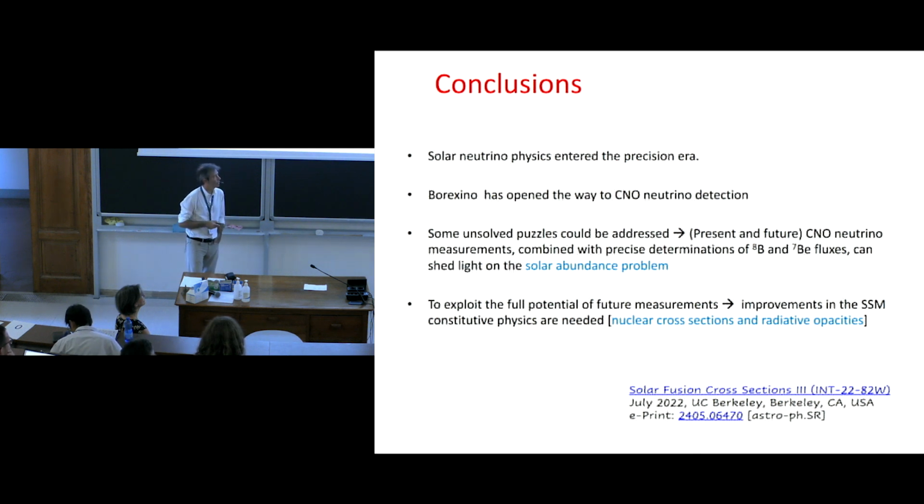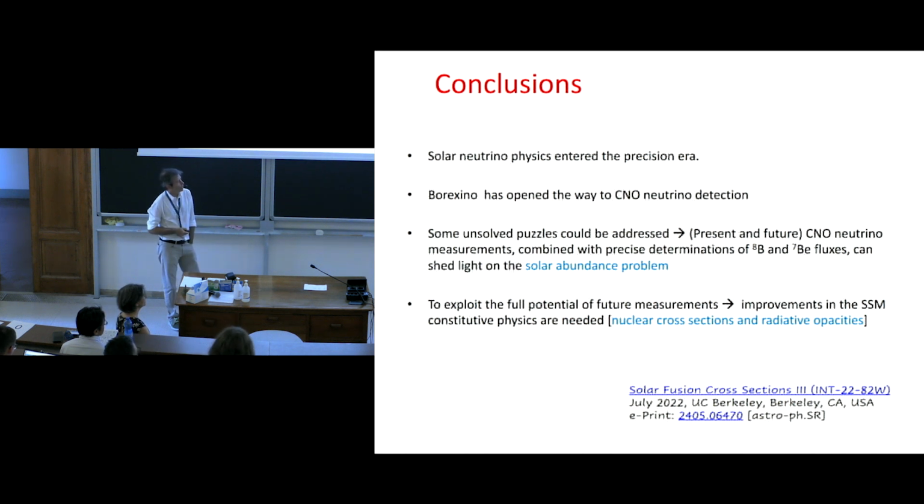Solar neutrino physics entered the precision era. Borexino has opened the way to CNO neutrino detection. And this is important because it could give clues for the solution of some long-standing problems like the solar abundance problem. To realize the full potential of future measurements, it would be necessary also to have improvements in standard solar model constitutive physics, in particular nuclear cross-sections and radiative opacity. And in this context, I also want to advertise that recently a new compilation of nuclear reaction cross-sections was released, the Solar Fusion 3 paper, which is available online with this data. Thank you very much.